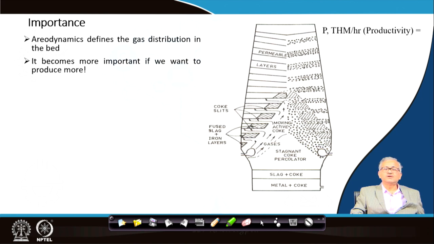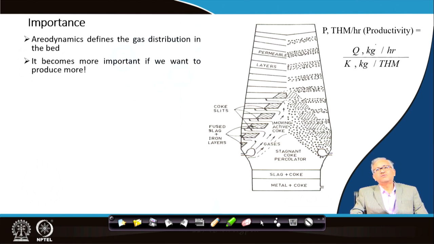You can see why. If I want to define the productivity, it is defined as the coke throughput, that is the amount of coke that I am burning per unit time, divided by the coke rate, that is the amount of coke that I am charging per ton of hot metal. So, if you see the ratio, then it simply gives you tons of hot metal per hour. Okay, that is the productivity. So, productivity is defined in terms of Q by K, where Q is the gas throughput, that is the coke throughput, the amount of coke I am burning per unit time, and K is the coke rate, that is the kg of coke I am burning per ton of hot metal.